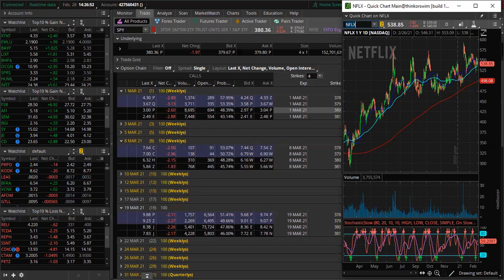I try to blend my style in a little bit of both, and I also do just getting regular stock as well, because the name of the game is just trying to get wealthy and stay wealthy.